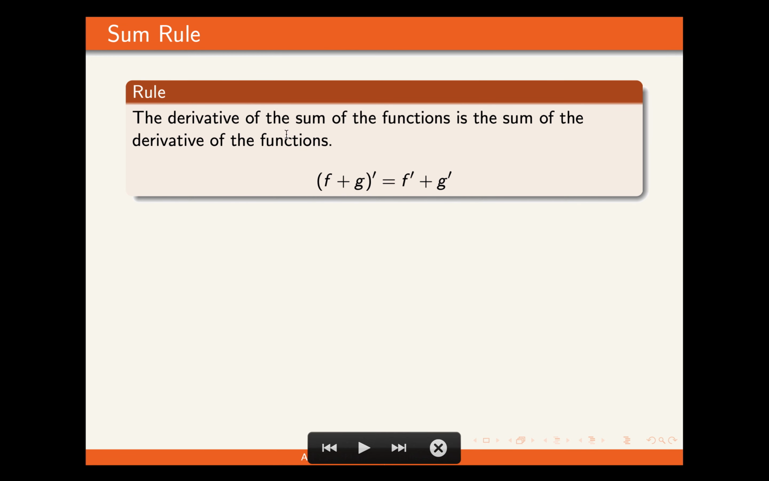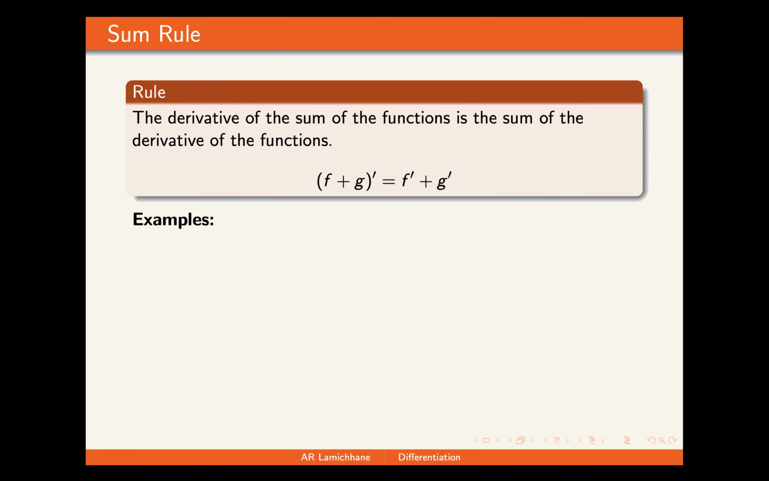The derivative of the sum of functions is the sum of the derivatives of the functions. So this is called the sum rule. That means if you have two functions, let's say f and g, then the derivative of the sum of these two functions will be the sum of the derivatives of the individual functions. So if we have f plus g and we are finding the derivative of that function, we first find the derivative of f, we also find the derivative of g, and then just add the derivatives together. So this is what is known as the sum rule of the derivative.